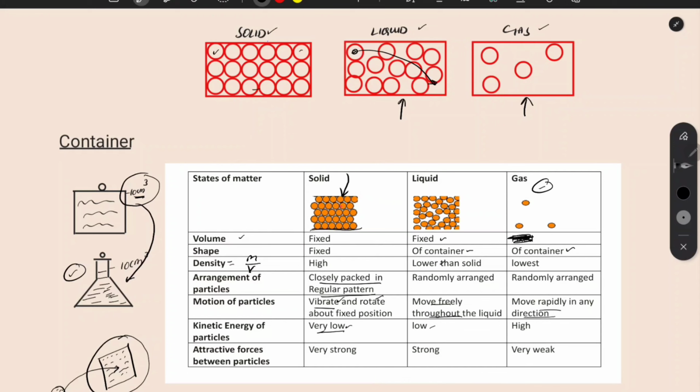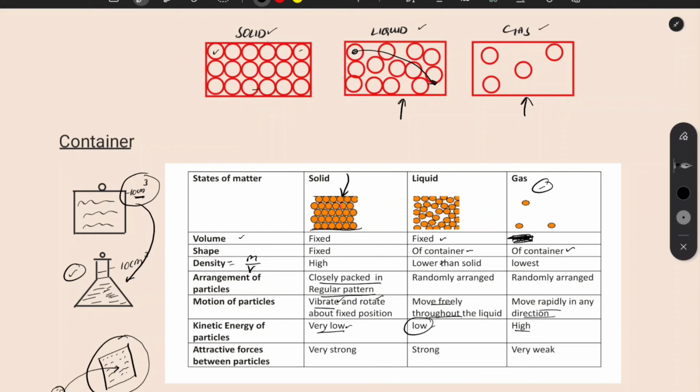Liquid particles can move a little bit as compared to solids, so their kinetic energy is high as compared to solids, but lower than gases. That is why I have written here that it's low as compared to gases, but higher as compared to solids. And the particles of gas can have very high kinetic energy. That is why they can move very quickly in that container.